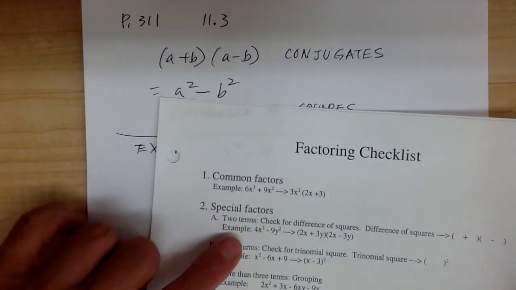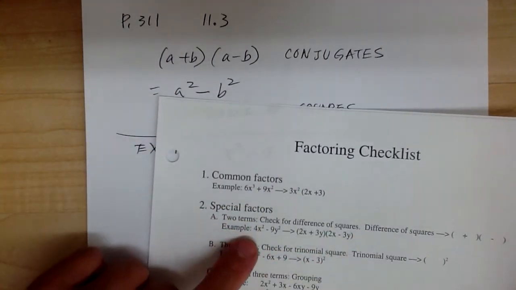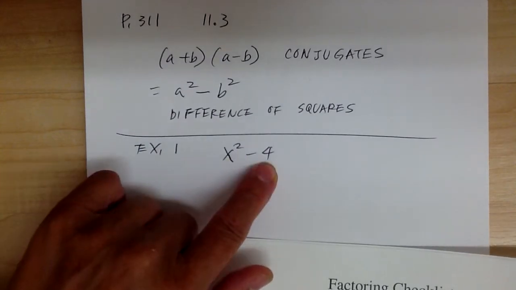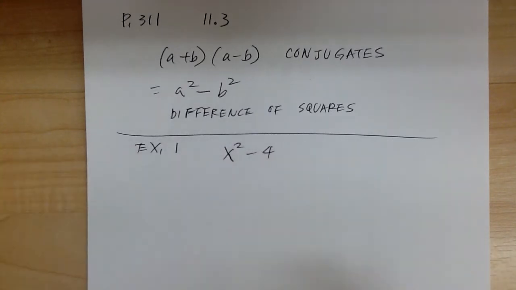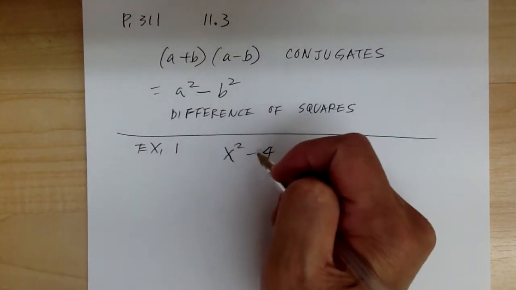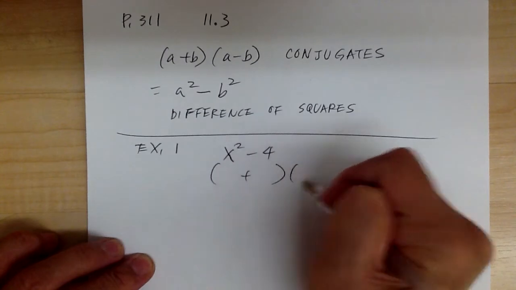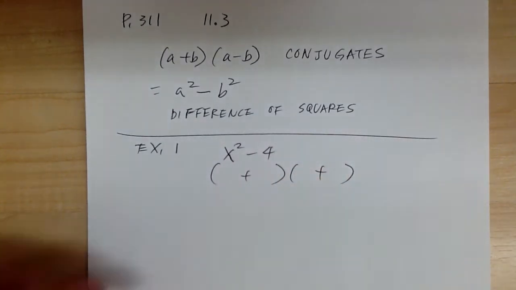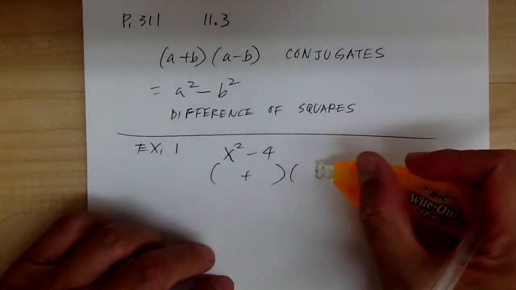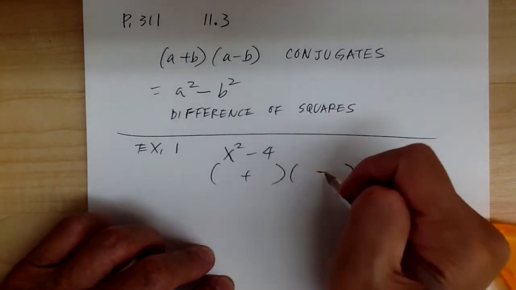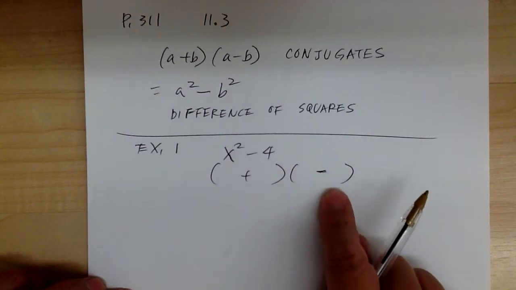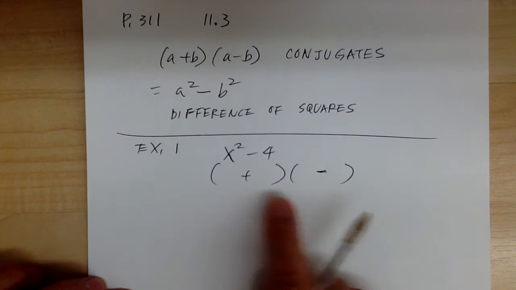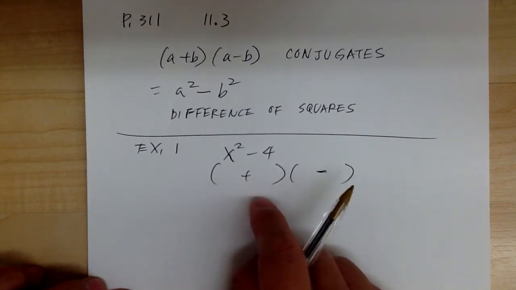Two terms, you check for difference of squares. This is a square, this is a square, right? 4 is 2 squared. So you have x squared minus 2 squared. This is step 2a, so you can get your two sets of parentheses. When you do that, always put a plus first, then the minus. The reason you do that is so that later on you might have to repeat this like 2 or 3 times, so it's always a good idea to put a plus first.